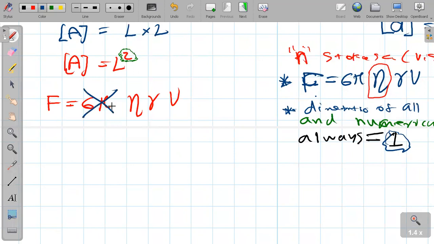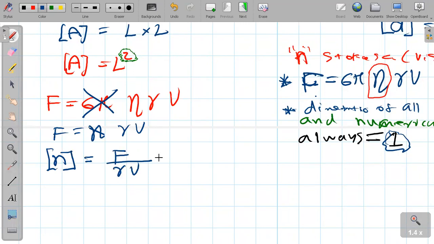This part has to be removed. This reduces to something like eta RV. Now I need to find out the dimension of eta. What should I do? F over RV. And for the F, what is it? So sorry.